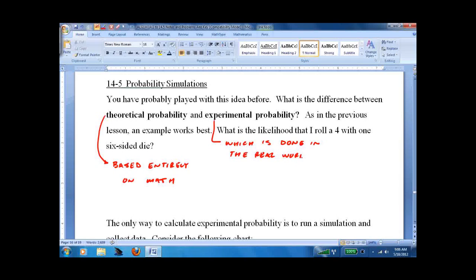So, what's the likelihood I roll a 4 with a 6-sided die? Well, if I just go with theoretical probability, there's 6 sides. 4 is one of them. They're each likely to happen. I get 1 out of 6.